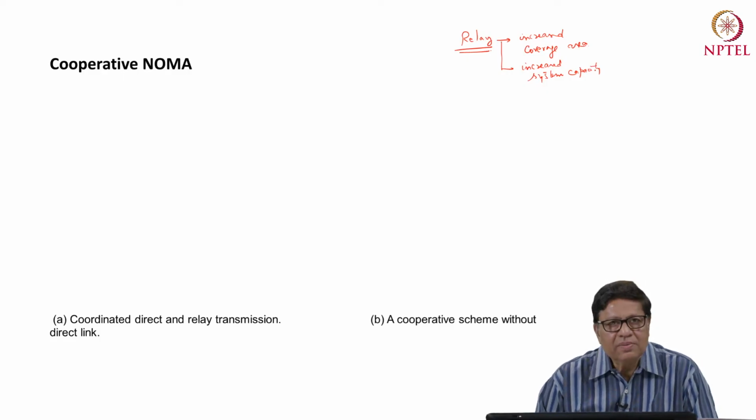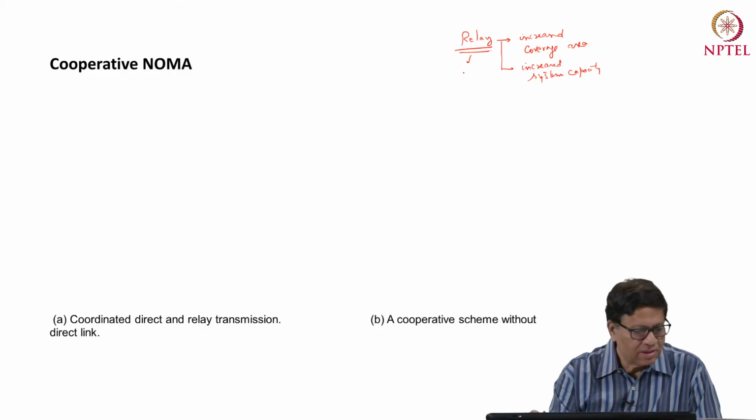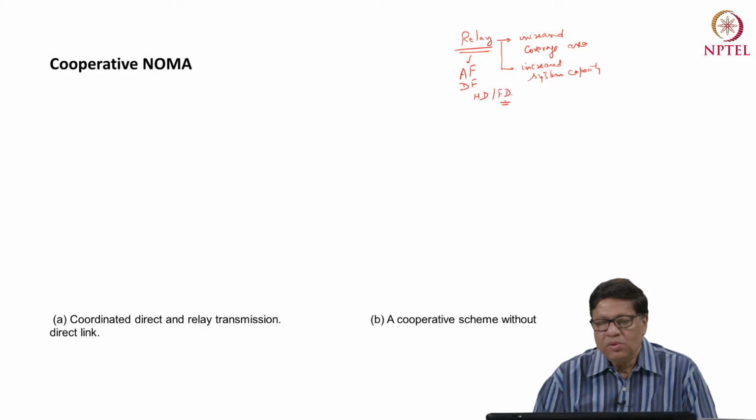So increased coverage area: basically if your users are far away from the base station, one can put a relay in between. The relay could be of amplify and forward type, or it can be decode and forward type, and also it can be half duplex or full duplex. So by putting a relay, you basically can increase the coverage area. And also because the base station is directly linked to the relay, multipath fading is also avoided.